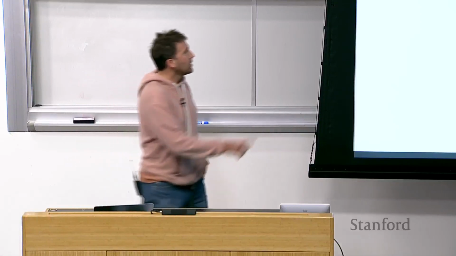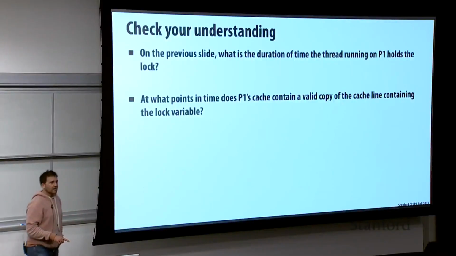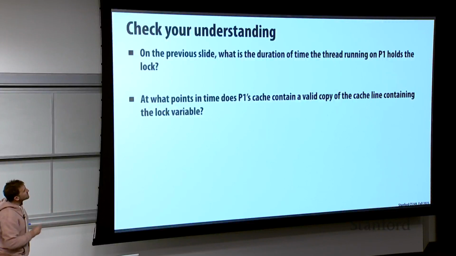Okay. So I already alluded to this, but I want you to be absolutely clear here that on the previous slide, what is the duration of time that the thread running on P1 had the lock? It was the entire slide. What was the duration of time where P1's cache contained a valid copy of the line containing the lock variable? It was only for a second at the time of lock and for a split second at the time of unlock. It's kind of interesting, right?